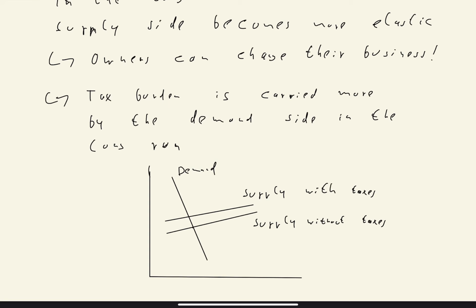And what you can get there is that if you have a change in supply which reacts stronger than the demand side, so in this situation where we have a long run perspective, the demand side will carry more of the tax burden, since the supply side is more elastic.